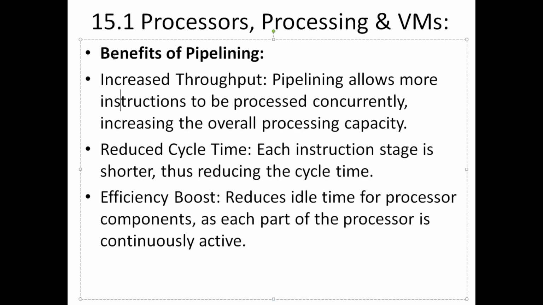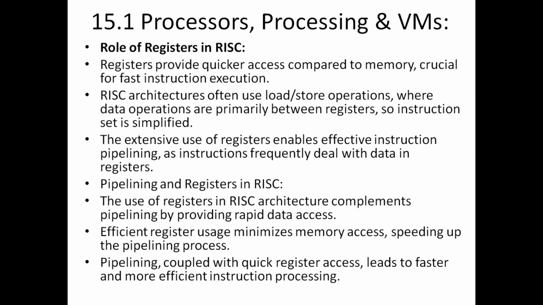So, benefits of pipelining: increased throughput. Pipelining allows more instructions to be processed concurrently or simultaneously, increasing the overall processing capacity as well as reducing time. That's our second benefit: reduced cycle time and efficiency boost, because you're doing more work in less time, so you're more efficient. Role of registers in RISC.